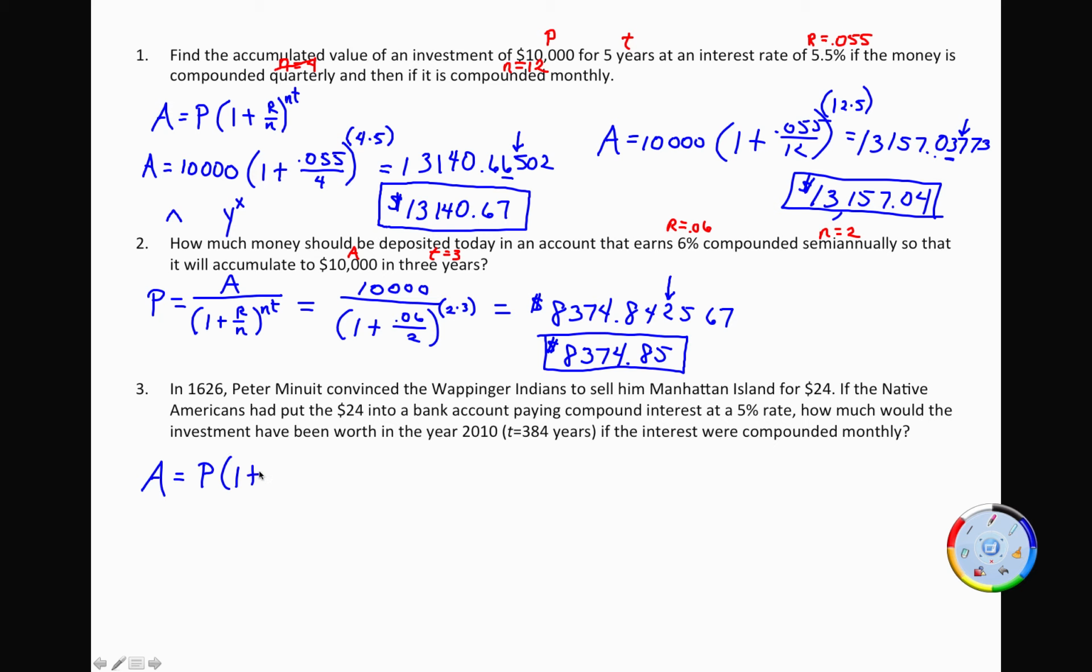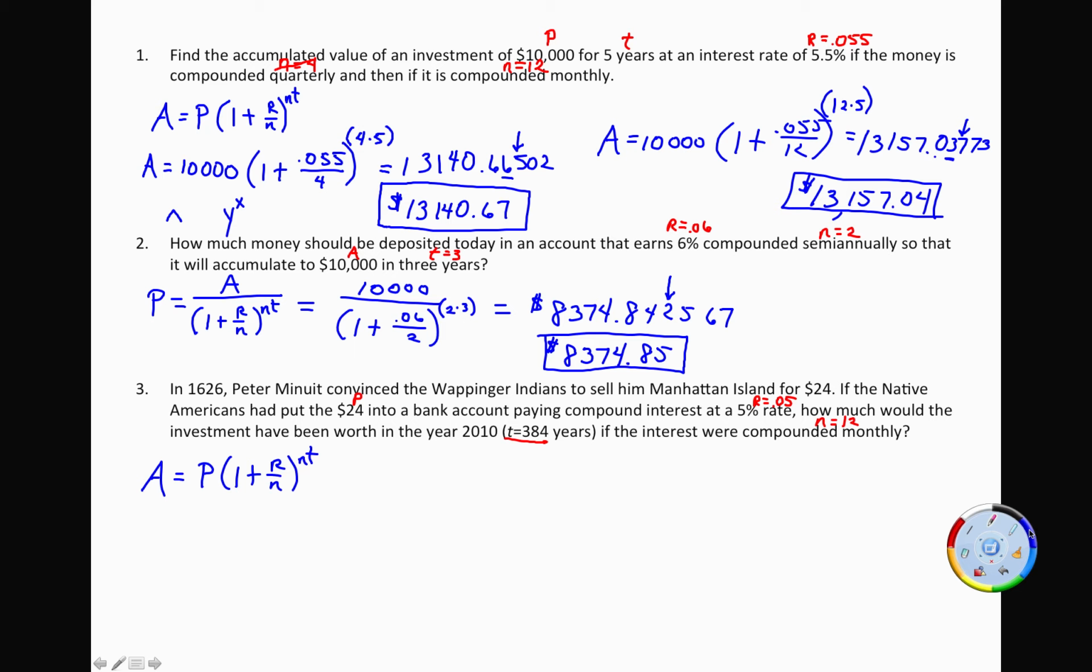All I have to do is pick the correct formula, plug my information into the correct spots, and know how my calculator works. Okay, so if he put the $24 in the bank, that's his principal. Paying compound interest at 5% rate, so that's his R. He, they, the Indians, right? How much would the investment have been worth? And here's my T, 384 years. Compounded monthly means N is 12.